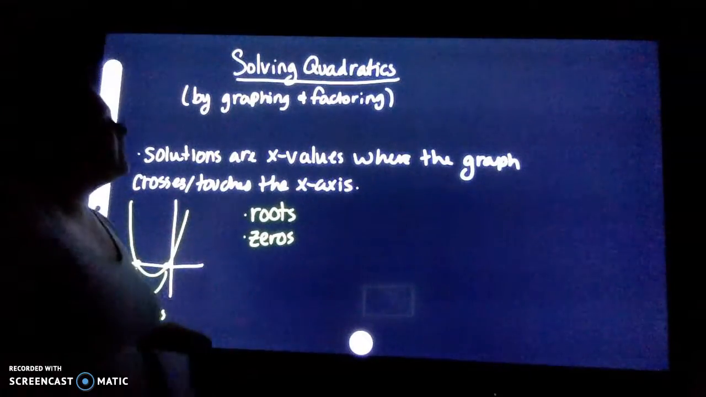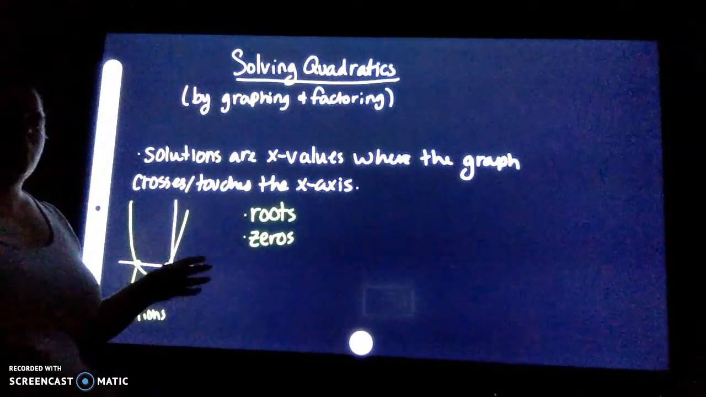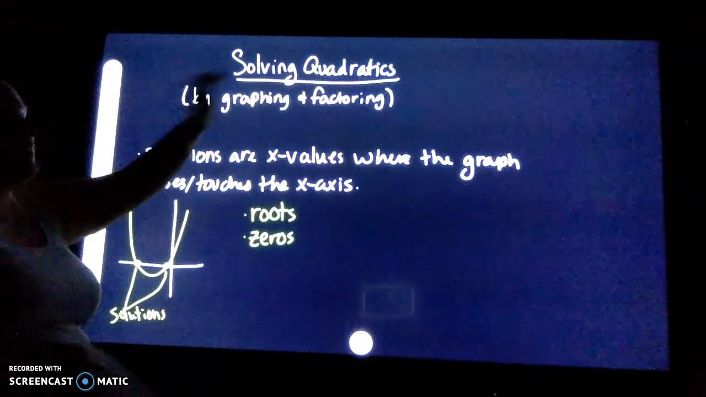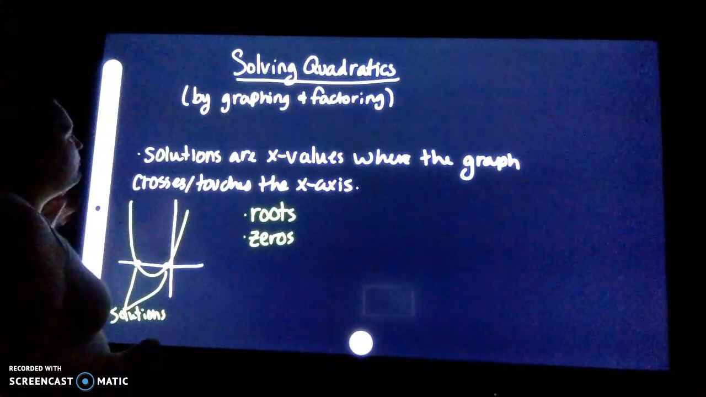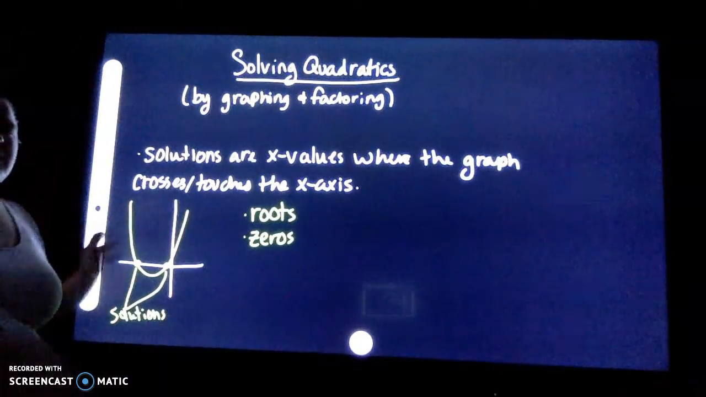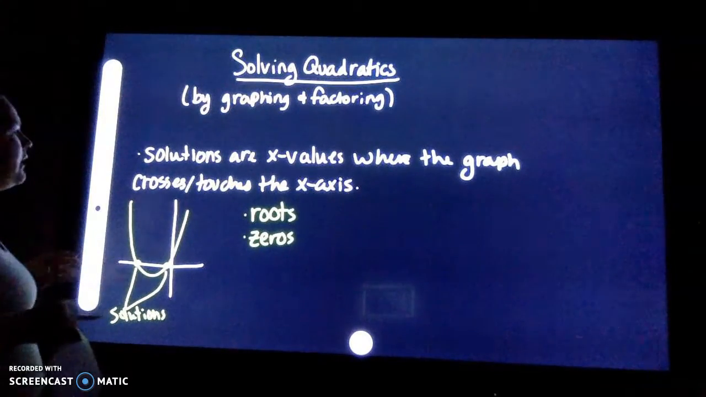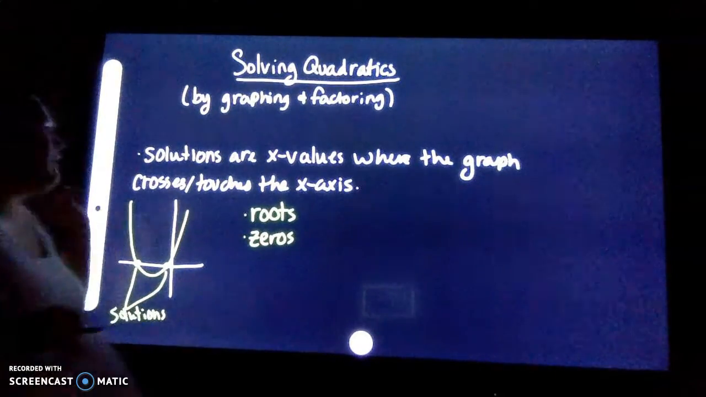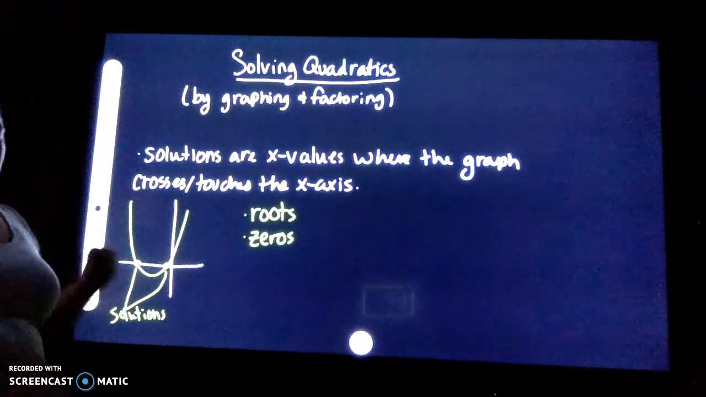Hello, hello. Today we're going to be talking about solving quadratics, but we're only going to be solving by graphing them and factoring them. Okay, no other way right now. So the first thing we need to do is identify what the solutions of quadratics are. Those are the x values where the graph crosses or touches the x-axis.